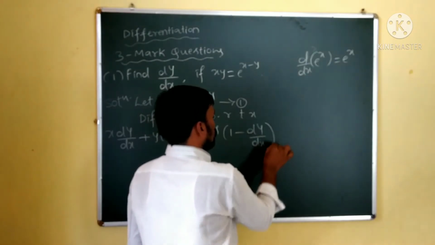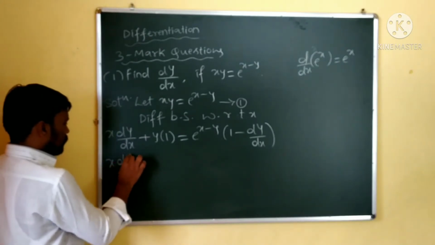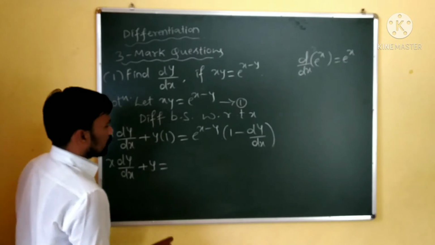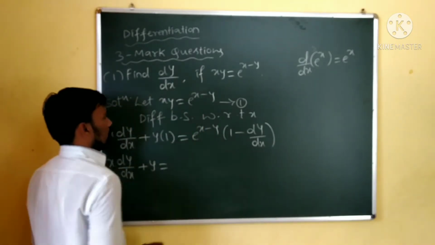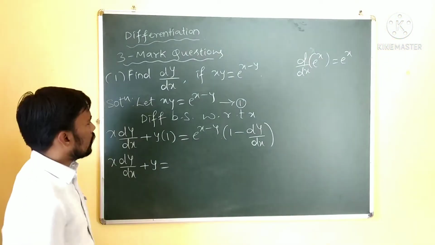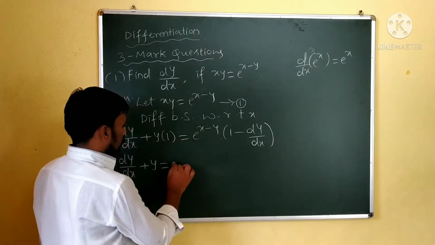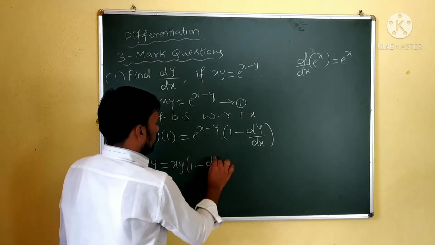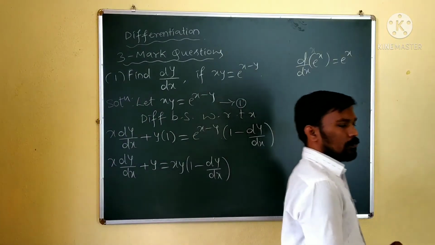dy by dx. Now x into dy by dx plus y into 1 is y, that is equal to. So let us replace this e to the power of x minus y by what? xy. So let us substitute that value here. xy into 1 minus dy by dx, using equation number 1 here.